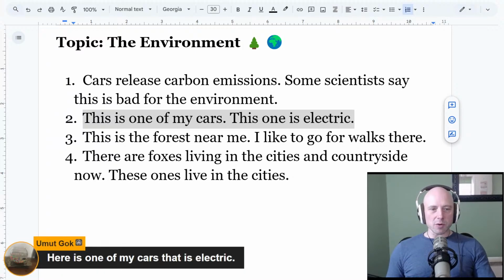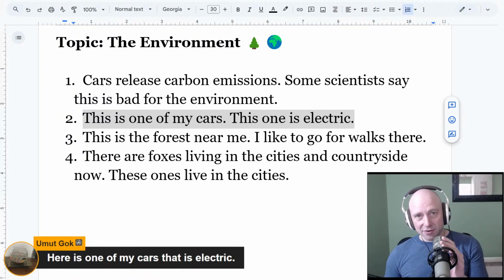Umut here has said, here is one of my cars that is electric. The problem with your sentence, Umut, is it implies that you have several electric cars. Or it doesn't necessarily imply that, but there's a possibility of it. So rather than saying my cars, we want to say this is my car, which is electric. We don't need to say anything about cars, because when I say this is my car, which is electric, there is already an implication that I also have other cars.